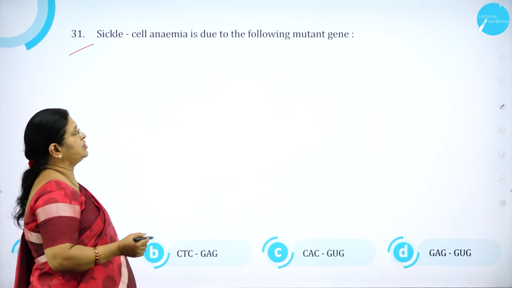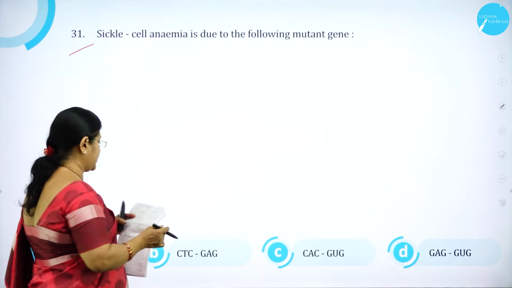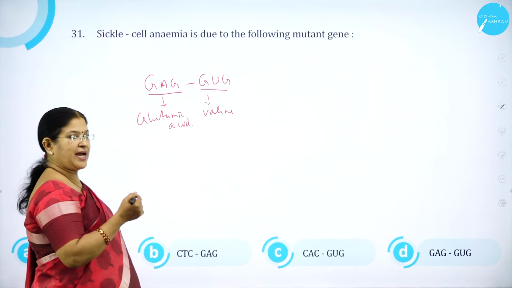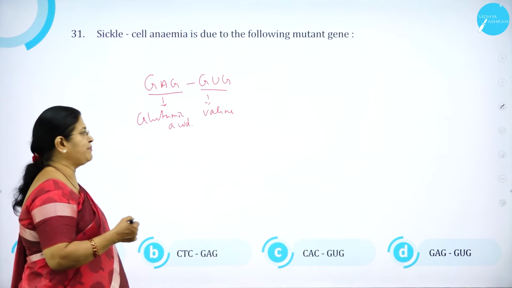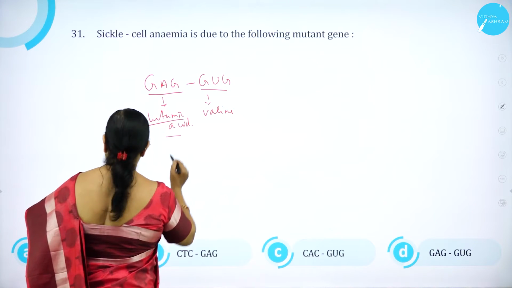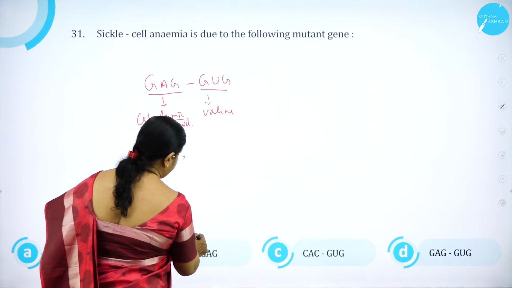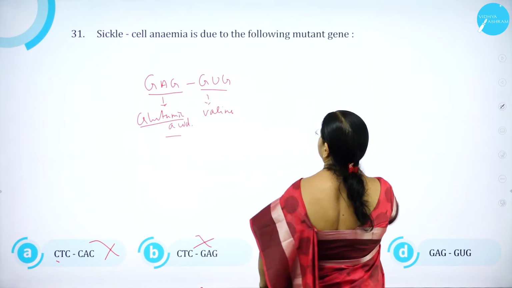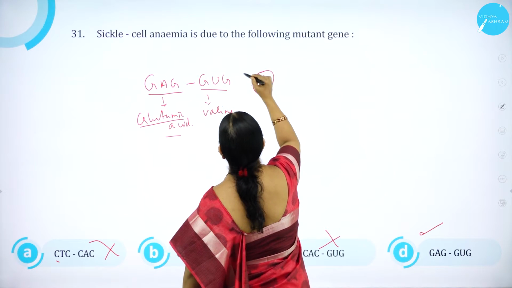Sickle cell anemia is due to the following mutant gene where the valine is replaced by glutamic acid. So in sickle cell anemia, you can see that valine is replaced by glutamic acid. So which is the option? Option B, CTC CAG wrong, CTC GAG wrong, CAG GUG wrong, GAG and GUG is right. So option D is correct.